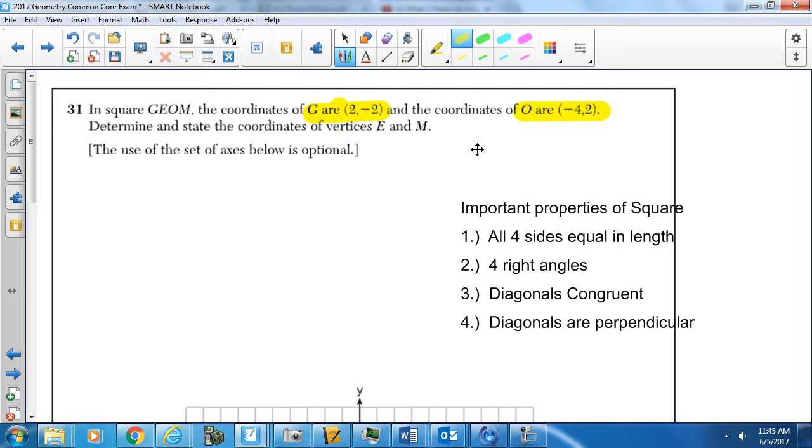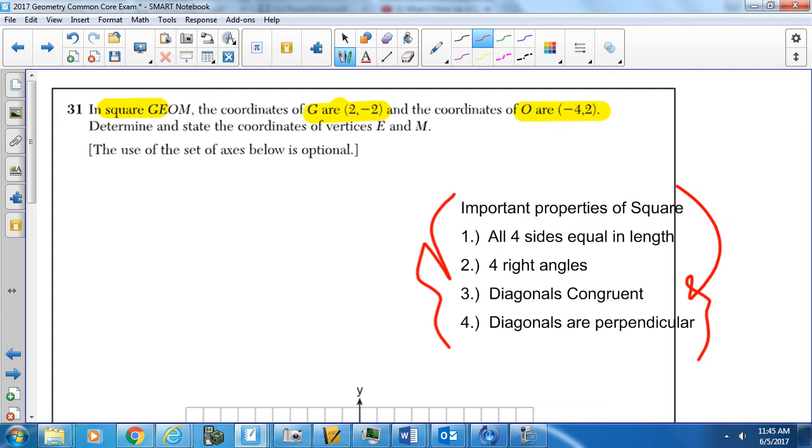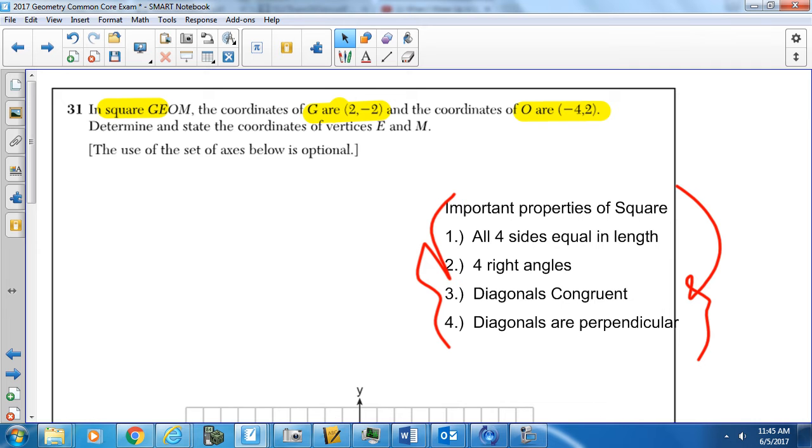All right, a couple things here. This is a square, which means you have to know the properties of a square to do this problem. So I want you to write these properties down here that I have for you. You know all four sides are equal, 4 right angles, the diagonals are congruent, and the diagonals are perpendicular. Also, the opposite sides are parallel. I didn't write that down. Maybe I do want to write that down here, add that in.